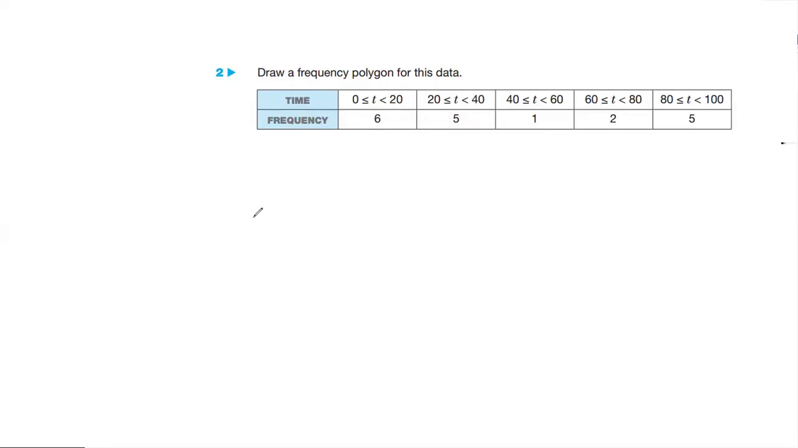In this video, we're going to talk about frequency polygons and how to draw a frequency polygon out of a table of classes like this. First, let's take a look at the table. We have the time and the frequency.